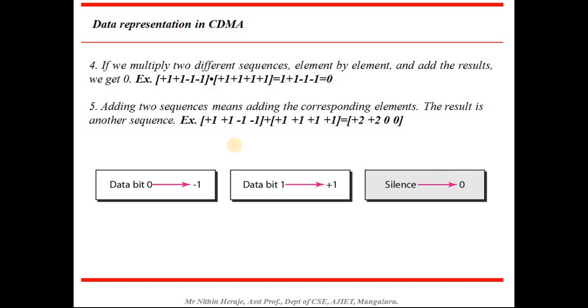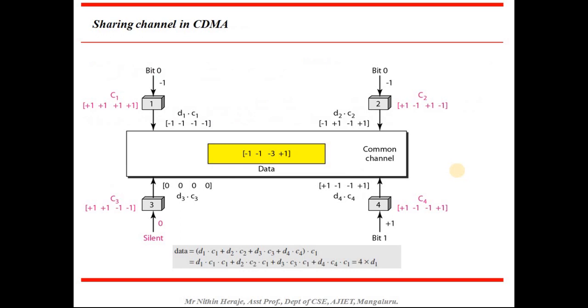So these three values have different meanings. If it is -1, the data bit is 0. If it is +1, the data bit is set as 1. And if it is silence, it is 0. These are the three meanings. If it is 0, the station is silent, it does not have anything to send. If the data bit is 1, then it is +1. If the data bit is 0, it is -1. Just look at this diagram.